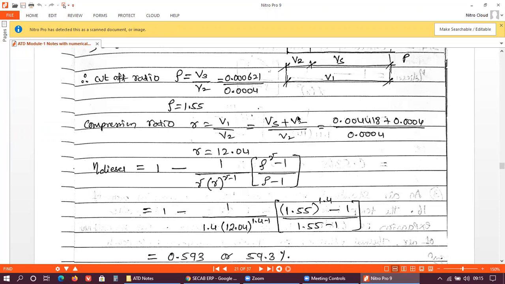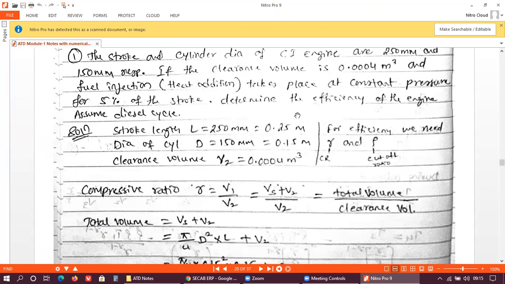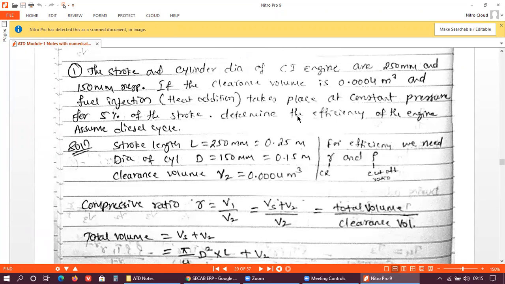Okay, so we'll recall one more time what we have done in this problem. So this is the problem statement, right? In the problem statement, it is clearly mentioned the stroke and the cylinder diameter of the CI engine. So stroke is 250 mm and cylinder diameter is 150 mm respectively, right? The clearance volume is 0.004 cubic meter, that is nothing but V2. Clearance volume is nothing but the V2, and the fuel injection, that is heat addition, takes place. Heat addition means that is V3, right? During the process V2 to V3 heat addition takes place.